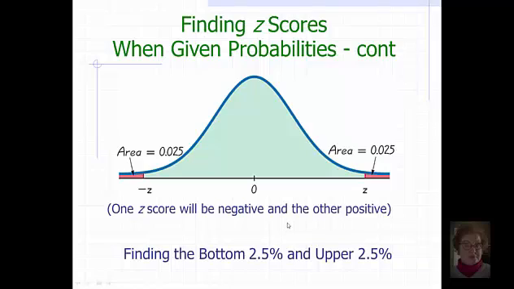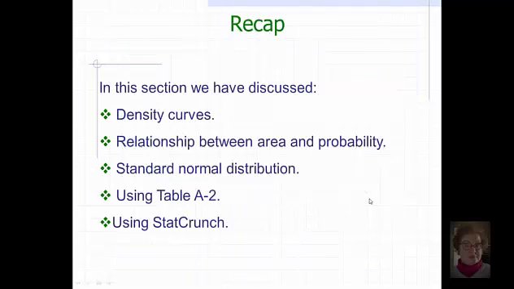Let's say we want to find the bottom 2.5% and the top 2.5%. Well, one of the things we can do is simply look at the bottom, and then we will find a negative z-score. The z-score that is the boundary for the upper 2.5% will just be the opposite sign of that. So again, we're going to look in the table, we're going to look up 0.025 as close as we can, and we come up with a negative 1.96. And so then our other z-score will be a positive 1.96.